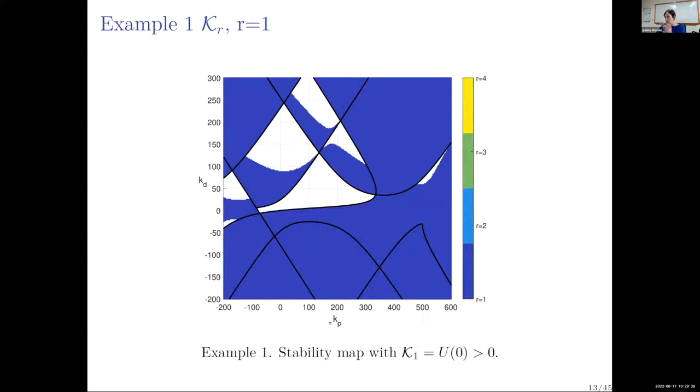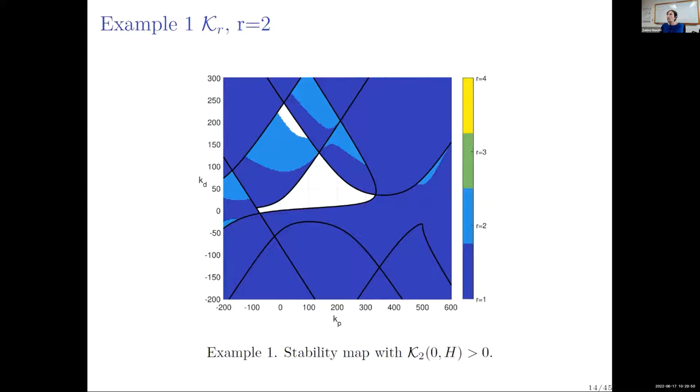Then I will increase R in the next slide, and with R equal to 2, now I have an array of U matrices. Each U matrix would be 4 by 4 in this case. And I will exclude more points, okay, the light blue ones. When I take R equal to 3, it goes on. And when I take R to 4, I arrive at the stability region of this system.